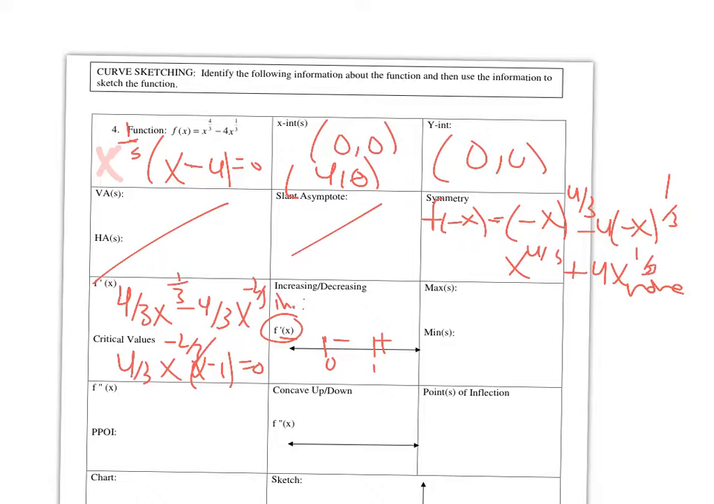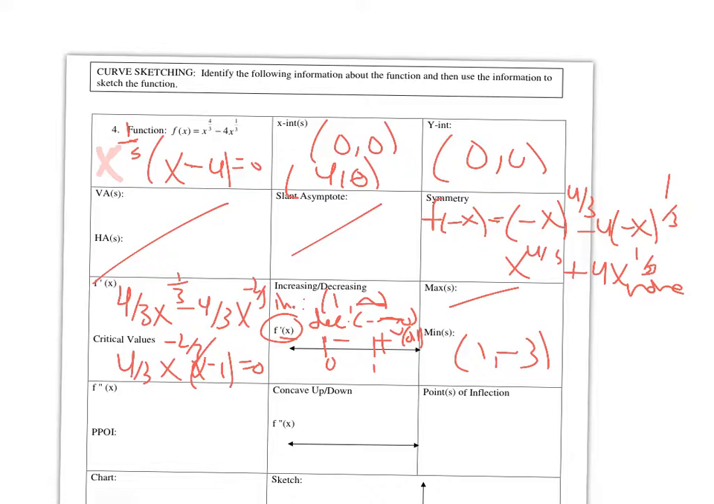So increasing, it would be from 1 to infinity, and then it's decreasing everywhere else. So negative infinity to 0, union 0 to 1. Okay, our max is not a thing because we are going from decreasing to increasing, so no max. And our min is 1. To find my y value, I plug that 1 back into my original equation. I want you to pause the video, take a second, plug it into our original equation, and see what you get. Okay, you should get negative 3.